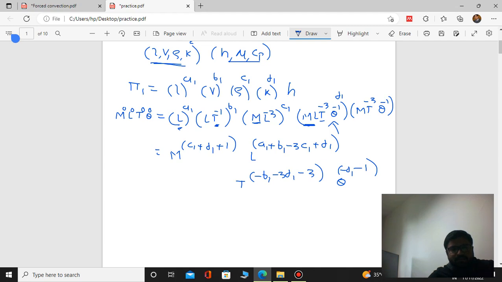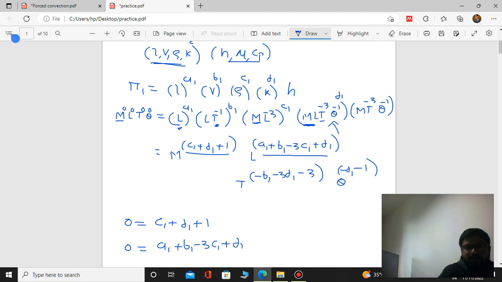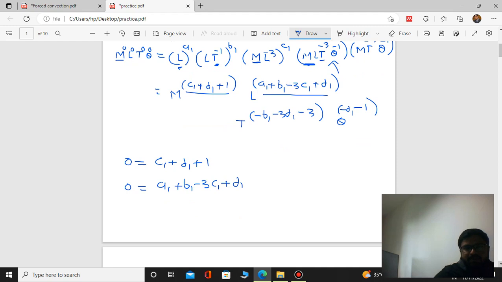Clear? So now we will have to compare it. Here 0 is equal to C1 plus D1 plus 1. Then after, 0 is equal to A1, now we will have to take this term, A1 plus B1 minus 3C1 plus D1. Now we will have to check it once, right? Now 0 is equal to minus B1 minus 3D1 minus 3, and 0 is equal to minus D1 minus 1. Let us check it once.